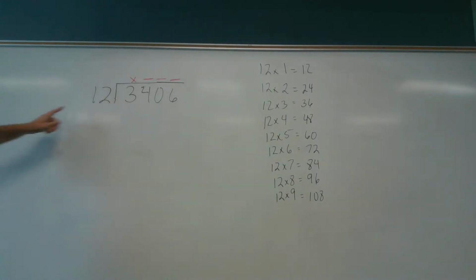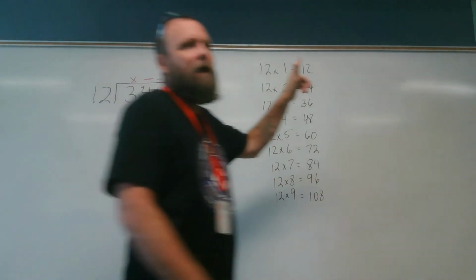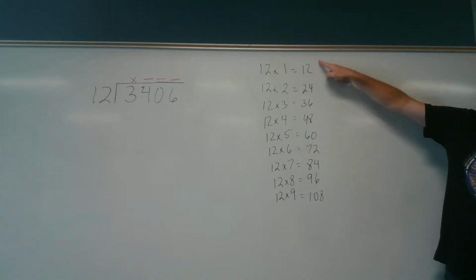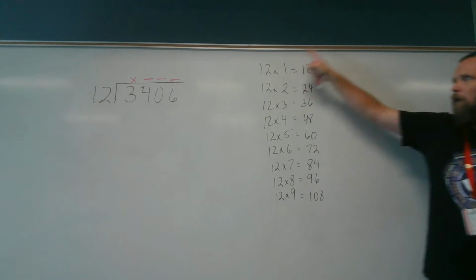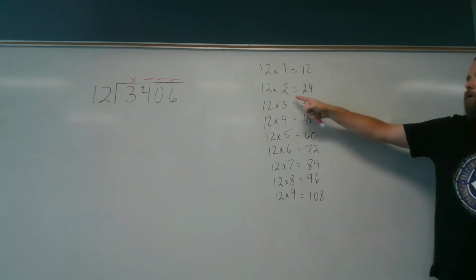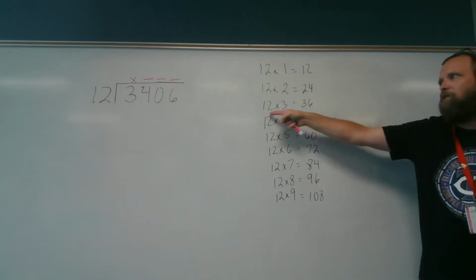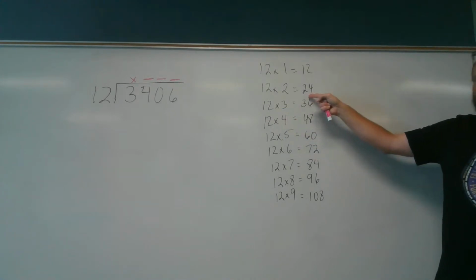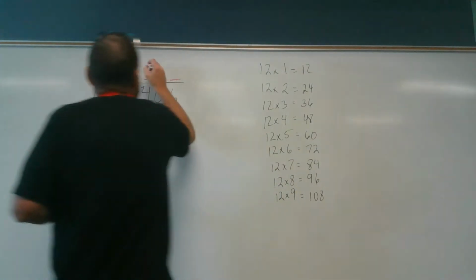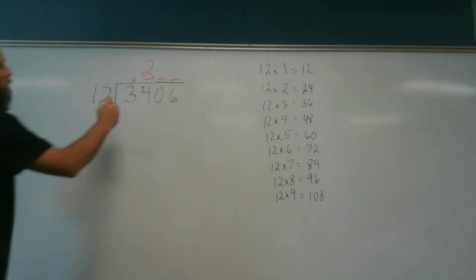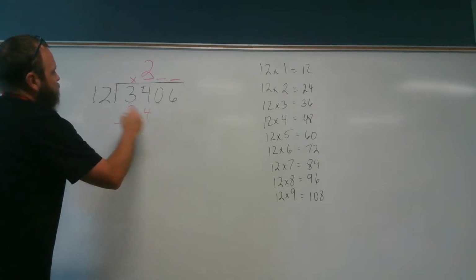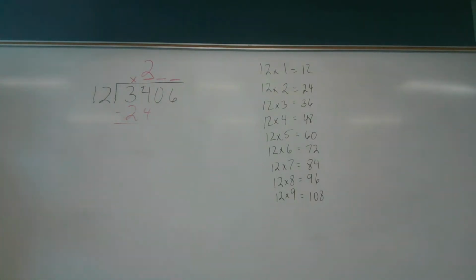So Shania, I am taking 12 into 34, meaning I look at my list of multiples of 12, I find the one closest to 34 without going over, and you get 2. Because 12 times 2 is 24, 3 is too big, because 12 times 3 is 36. So 24 is what I'm going to have here, and a 2 at the top as part of my quotient. 34 subtract 24 is what, Shania? 10. Good.